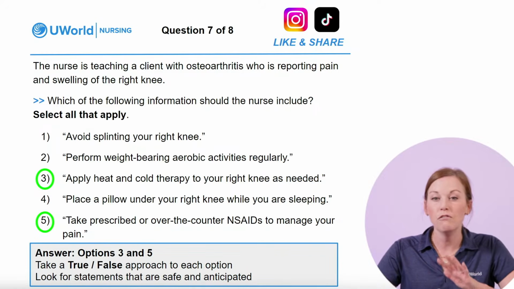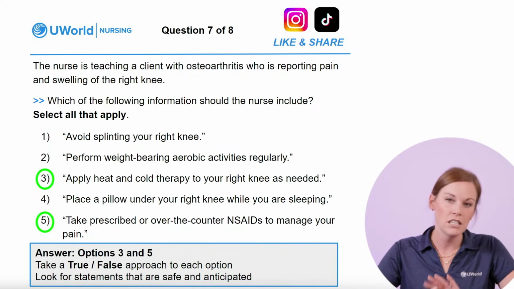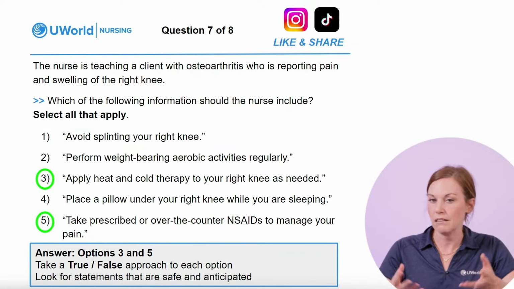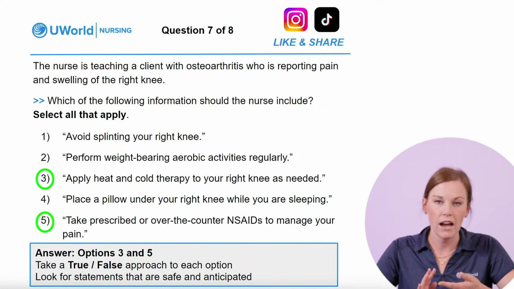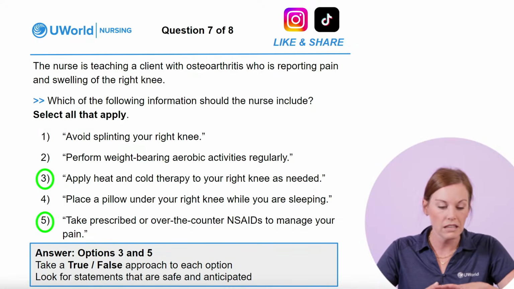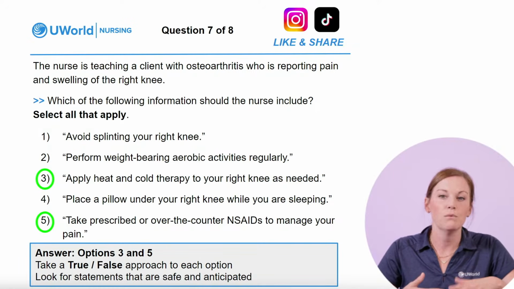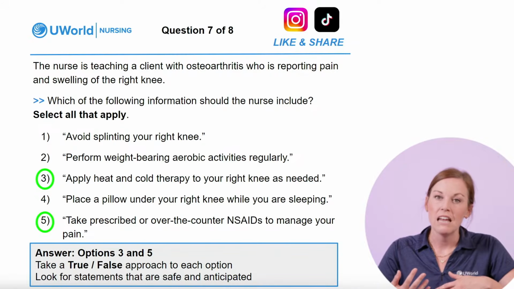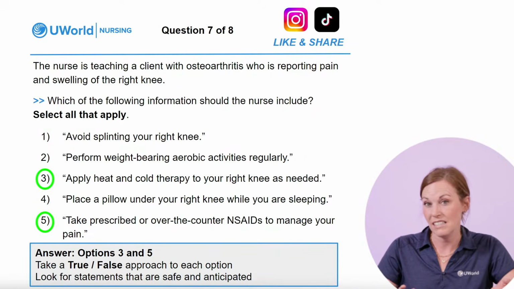For option 1, avoid splinting your knee, you have to pay attention to that word avoid. Splinting is kind of part of the C in compression, and that can provide some stability and also some pain relief. Option 2, we do perform weight-bearing aerobic activities regularly. We're going to worry about some pain and swelling, so we might want to rest when we're in this acute stage. When we're having pain, we're going to want to rest it, and then we can resume activity that doesn't cause us pain or discomfort or is safe for us.